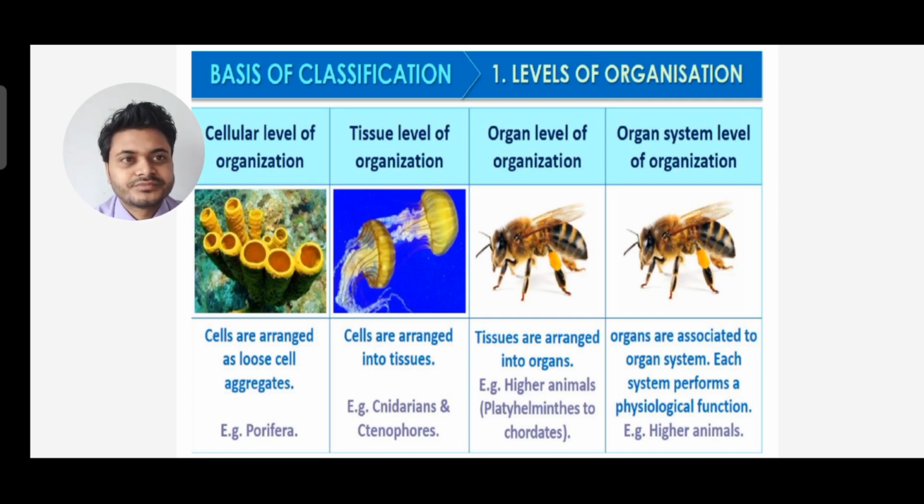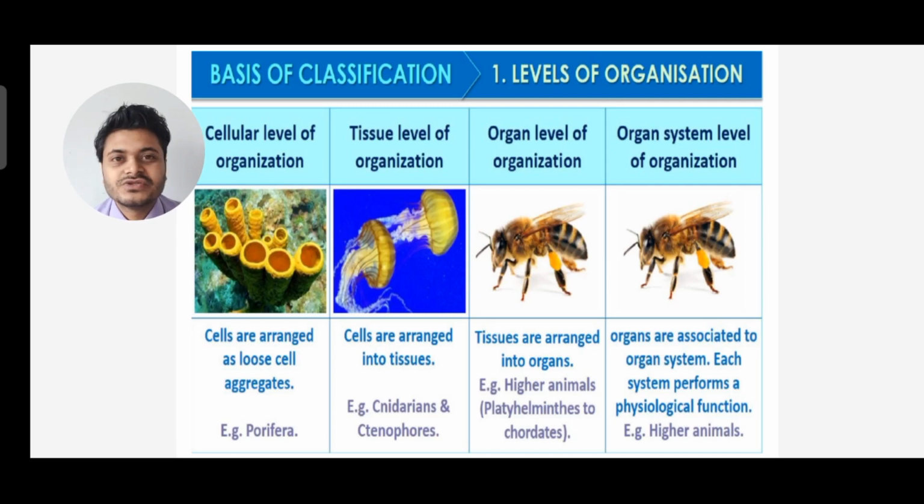Next is organ level organization. Here organs are found. That means tissues are arranged into organs. Example, Platyhelminthes, Aschelminthes, and Annelida will come. Next is organ system level organization.